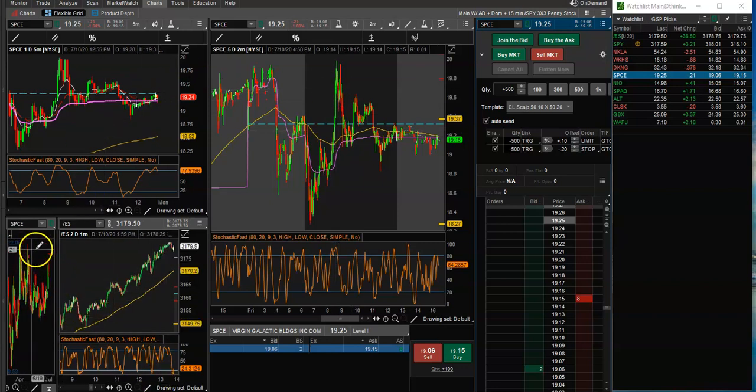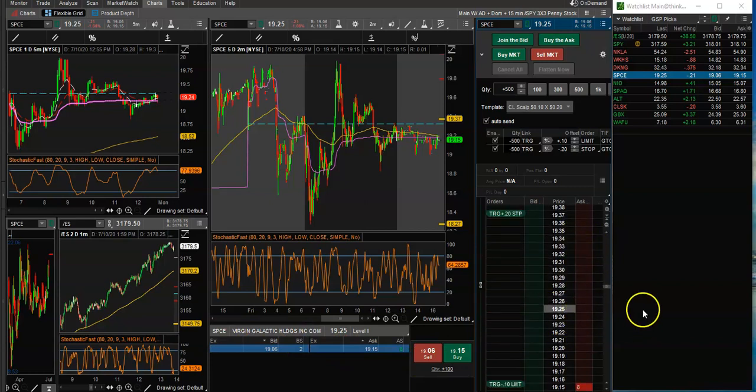This is a daily chart, just so I can see what the patterns are, if there's room to run to the upside. And then of course my S&P E-mini futures. My level 2 over here, which I also have inside here. And then if I want to buy or sell at the market really quick. So let's jump right into it.